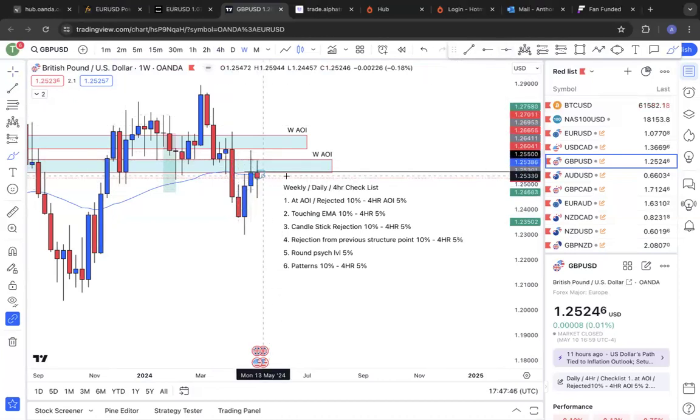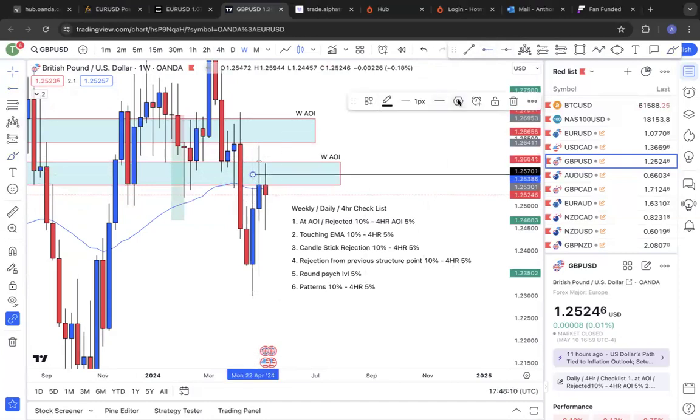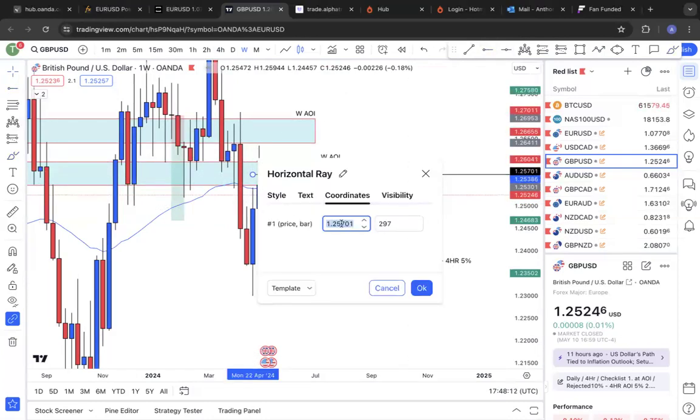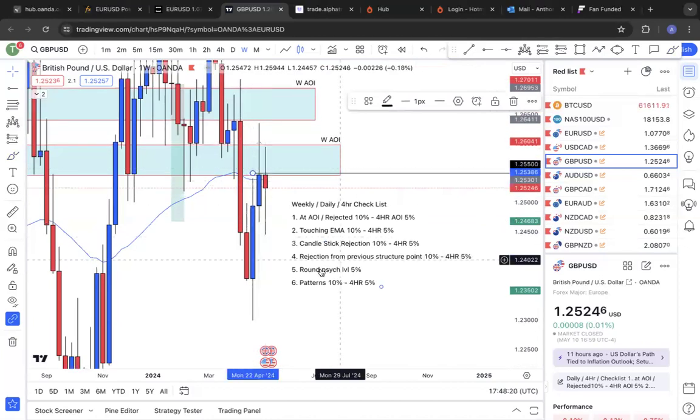Okay. So, is it rejecting previous structure point? No, it's not. Round psychological number. How I find that is, this line. I'll just start it over. We'll just do this. Drop it in the box. And round psychological number is every 500. So 500. Boom. Yeah, we got a rejection from the round psychological number.